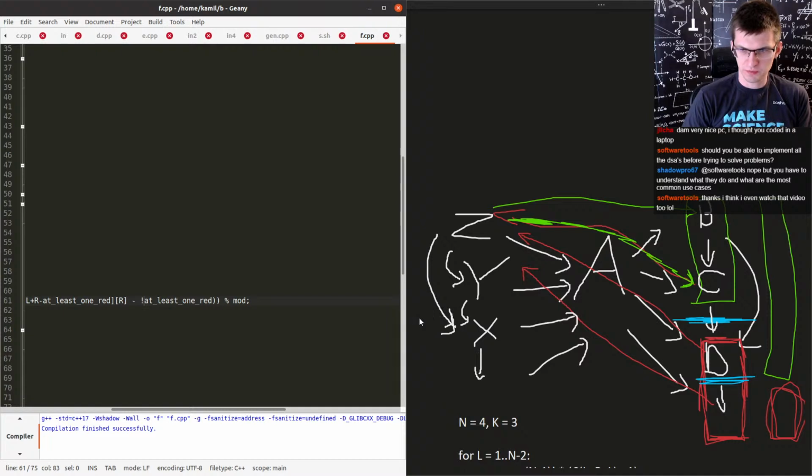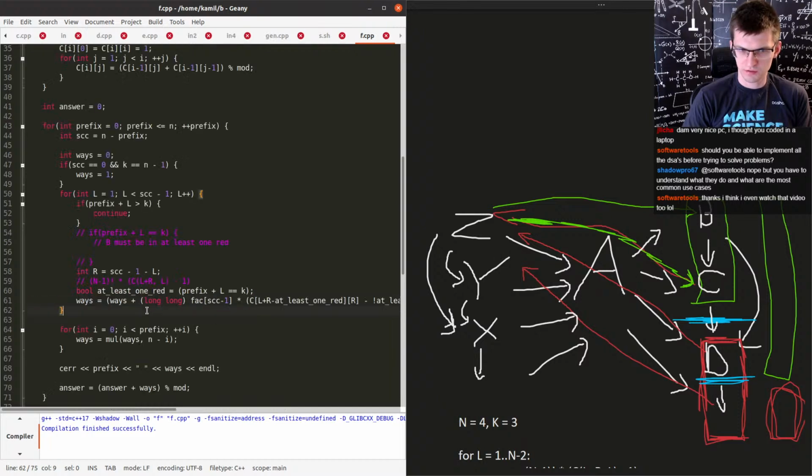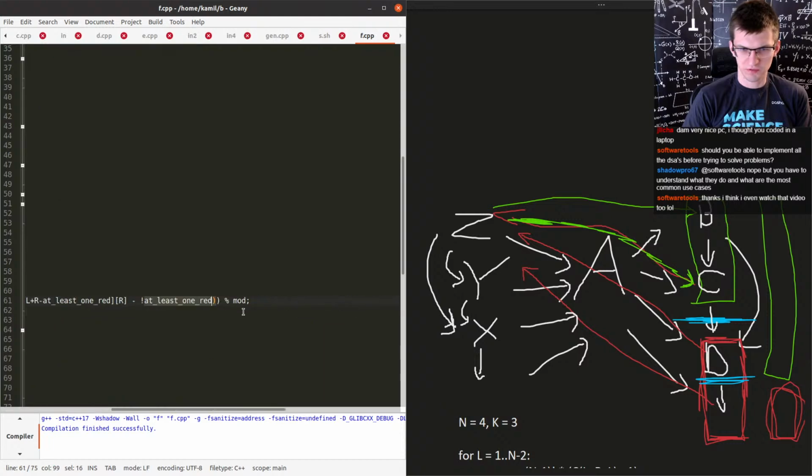I think what's bad is if everything on the right is green, because then everything is a DAG. But if Z is all red, then there is no need to subtract. Yeah, this seems fine.